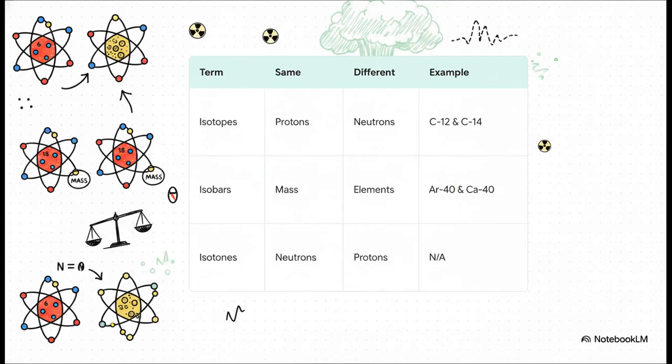Now, I know it is incredibly easy to get the terminology mixed up here, so let's cleanly separate these concepts with some real-world examples. If you have the exact same number of protons, but a different number of neutrons, you've got isotopes. Think carbon-12 and carbon-14, same element, just a different weight. Now, if you have completely different elements that just happen to have the exact same total mass number, those are called isobars, like argon-40 and calcium-40. And finally, if they have the exact same number of neutrons but different protons, those are isotones.